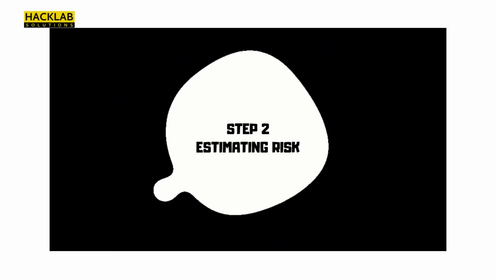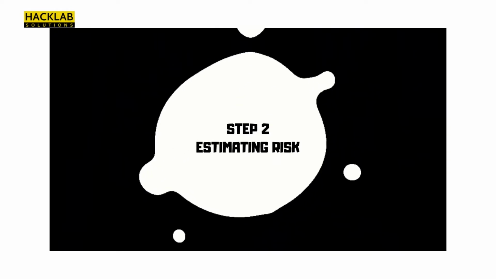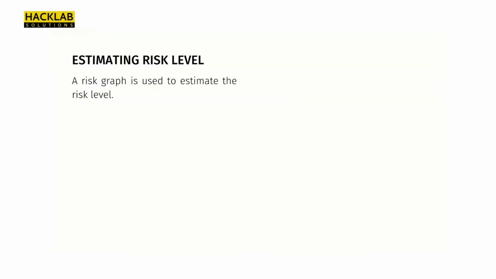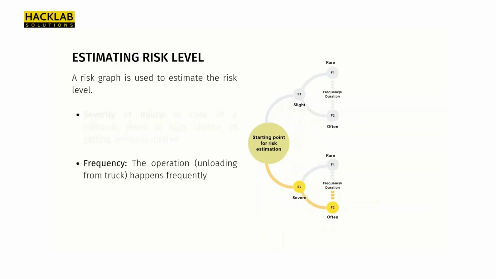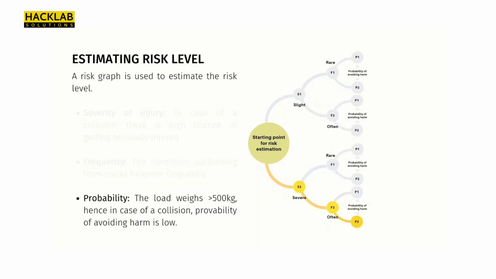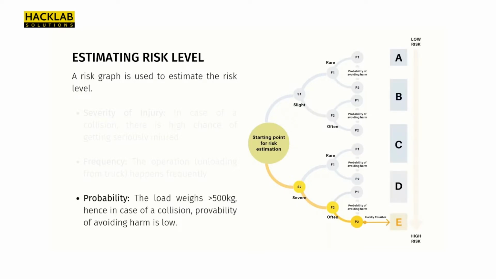Step 2 is estimating risks. We use risk graphs to estimate the risk levels such as severity, frequency and probability. For example, in case of a collision between machines and workers, the severity will be rated high. Frequency of operation can be measured as to how often the truck loads and unloads from the crane. And the greater the load weight, the larger its probability to collide, and the lower the chances of being safe.